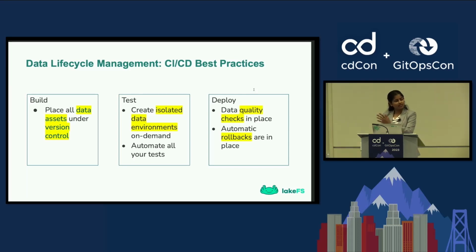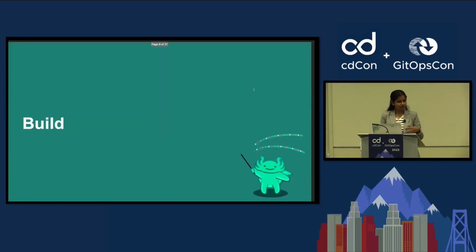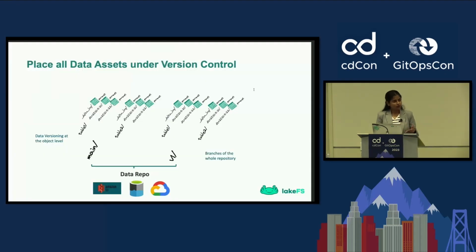And how do we do this? Let's start with one phase at a time. In the build phase, we want to place all our data assets under version control. And when I say data assets, I'm not talking about just file level versioning or even table level versioning. Today we have different open table formats, like Apache Iceberg, Hudi, or Delta Lake, that give you table level versioning. But we want to version the entire data lake, or the entire data repository, which is how you can bring all your data assets under one version control system.